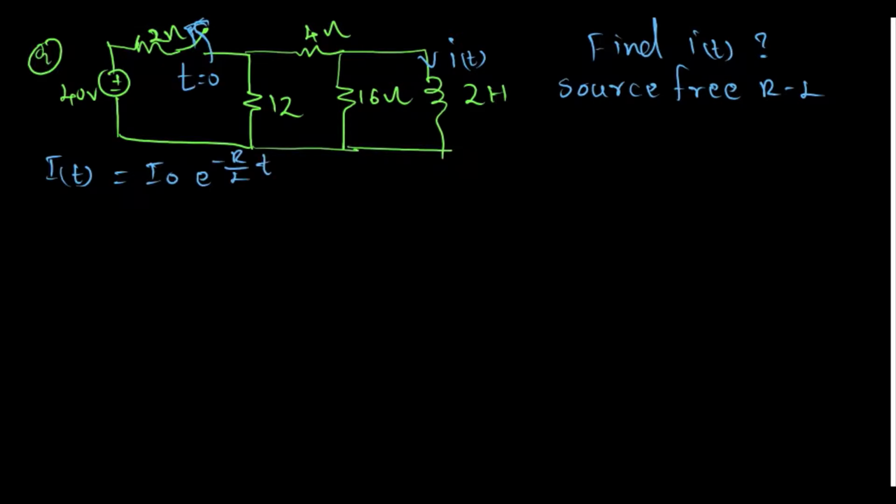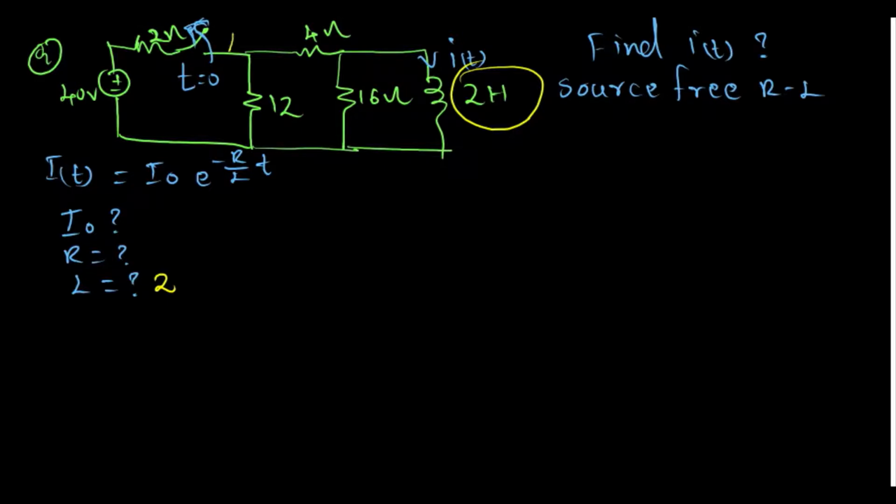So the question was i(t). We need to find I naught, R and L. It's very easy to find L. The inductance of the inductor is 2 Henry, so L is 2. We can easily find R also. When t is greater than 0, the switch is open, so this R and the voltage source are not in our mind.